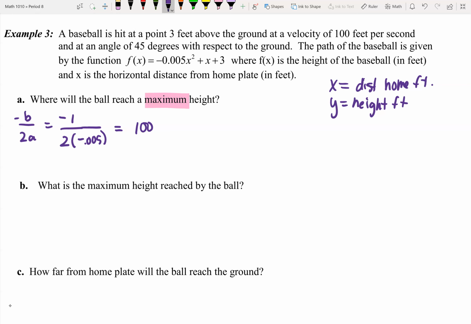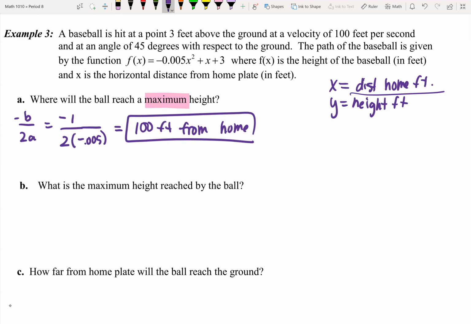What is x? Distance from home. That is not a height. That's how far it is from the home plate. Read the question. Where will the ball be when it reaches a maximum? That's the answer. So it's 100 feet from home.